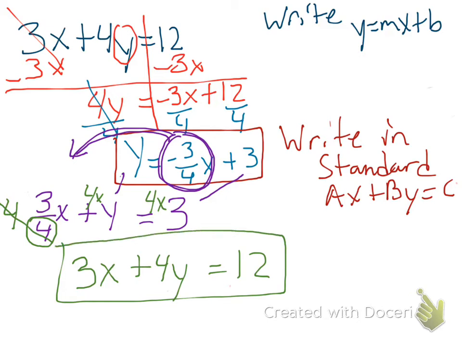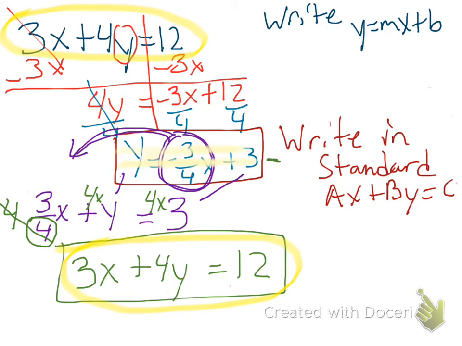So my equation in slope-intercept form is here. Trying to highlight it. And here's my equation in standard form. Notice it's what we started with. I'm trying to show you that with your equations, you can go back and forth.